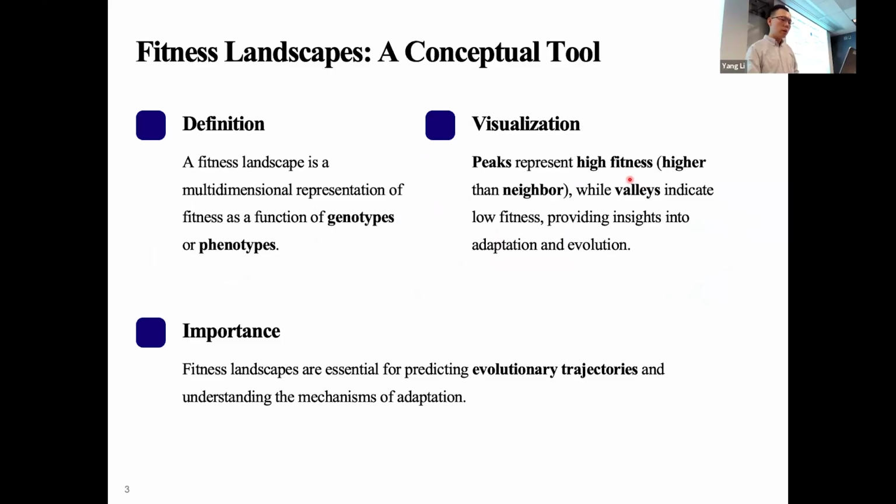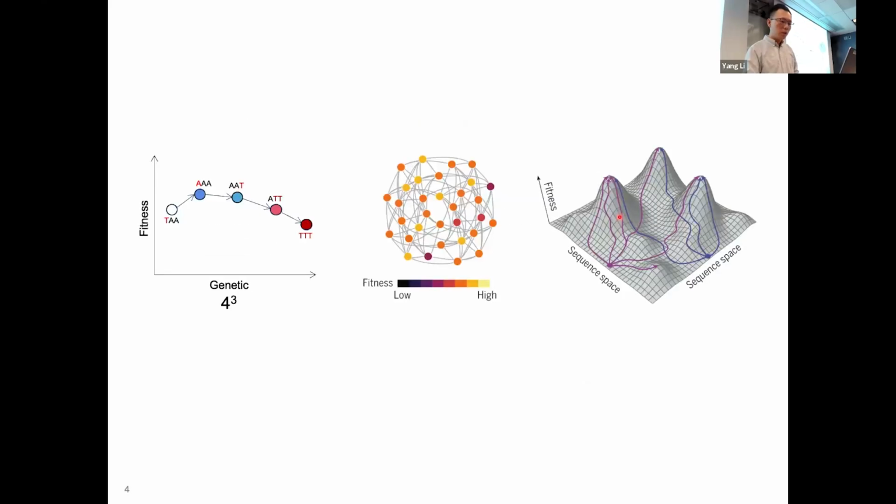By understanding the fitness landscape, we could investigate the evolutionary trajectory for species, for organisms. It might be smooth with only one peak. It might have multiple peaks and be highly rugged. So we could use the fitness landscape to predict evolutionary trajectory and understand the mechanism of adaptation.